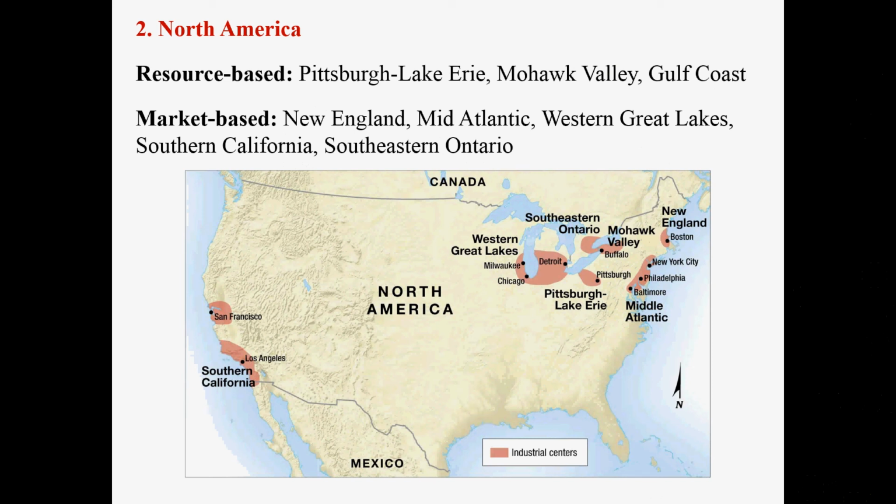New England, Mid-Atlantic, West Great Lakes area here, Southern California, southeastern Ontario. So these are all places with large population. And in some of the places, such as Southern California, at some time during historical times, some crude oil was discovered in the Los Angeles area, but now all the raw material has run out. So now the basis for industrial development is a big population in those places. So that's why we call them market-based. In some of the locations, there have at one point or another been some important resources, but today the major driving power for industrial development in those centers is the size of the market, big population, and very educated labor force as well.